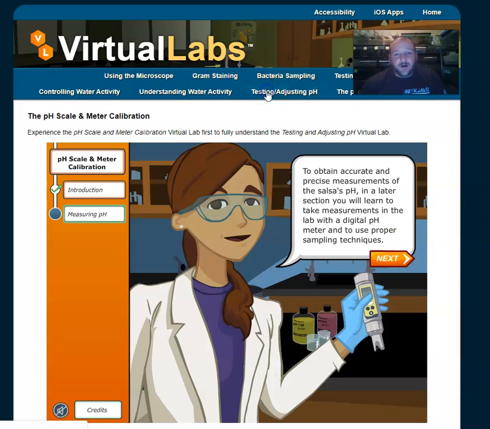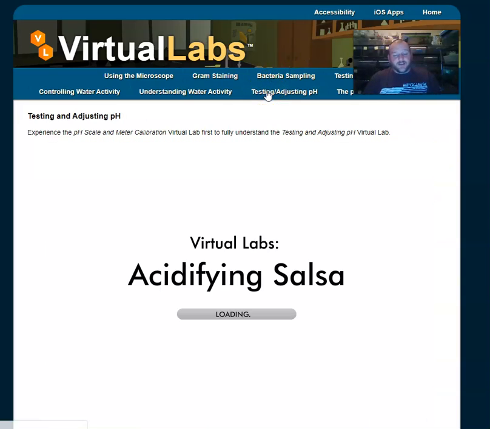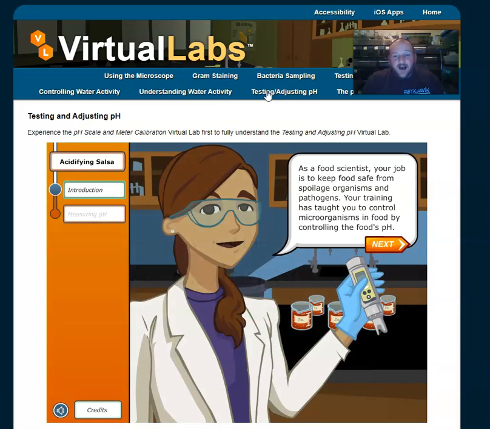The second part is the second lab, which I think goes really well hand in hand with it. As a food scientist, your job is to keep food safe from spoilage organisms and pathogens. Your training has taught you to control microorganisms in food by controlling the food's pH. The second lab allows you to actually adjust the pH and look at how a scientist might go about figuring out the right pH in order to manipulate the salsa so that it doesn't get botulism.